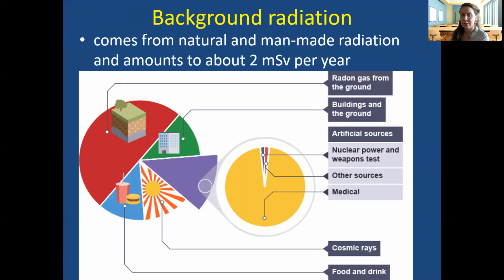Our background radiation comes from natural and man-made radiation and amounts to about 2 millisievert per year. What does our background radiation consist of? Radon gas from the ground, buildings and the ground, artificial sources such as nuclear power and weapons tests, and other sources, and medical sources. Some part is cosmic rays, food and drink. So most of all, for background radiation, it's natural radon gas from the ground, and half of it consists of us.